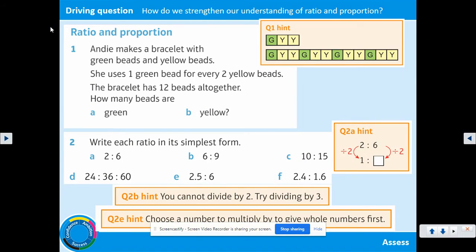Okay, next question. There's your hints there as well, so please pause the video, have a go at the next two questions on ratio and proportion, and play when you're ready to go through the solutions. Okay, you've got lots of hints there, so please use them to help you.